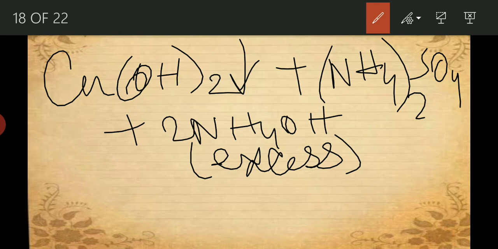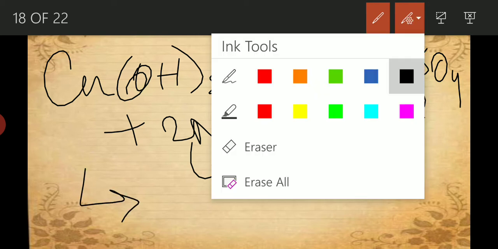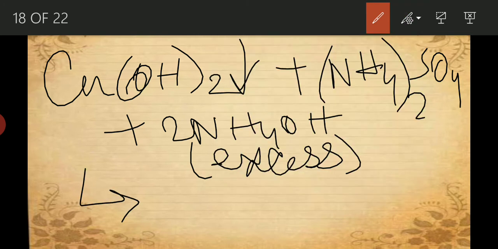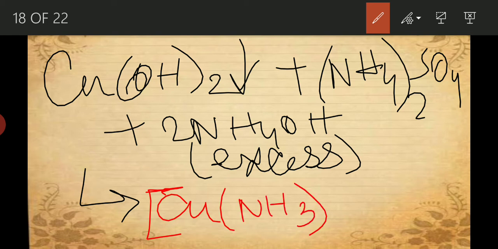Then what will we get? We will get a deep blue or inky blue solution of tetraamine copper 2 sulfate. Tetraamine copper 2 sulfate. This is not a precipitate. This is a deep blue or inky blue solution.